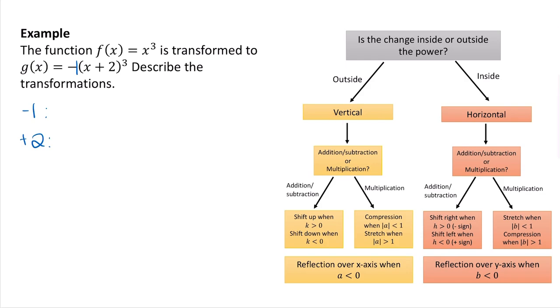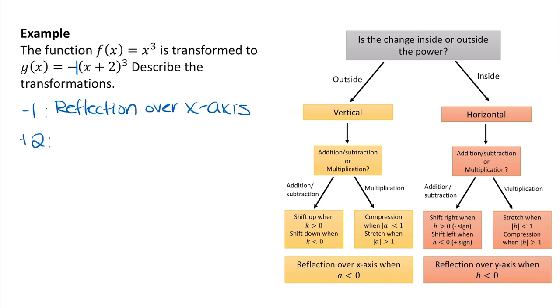It's multiplying. But it's not going to be a stretch or compression because the absolute value of negative 1 is 1, and that's neither less than nor greater than 1, right? That's equal to 1. However, it is less than 0, okay? So what this is going to do is it's going to create a reflection over the x-axis.